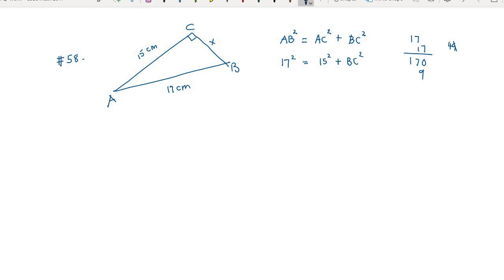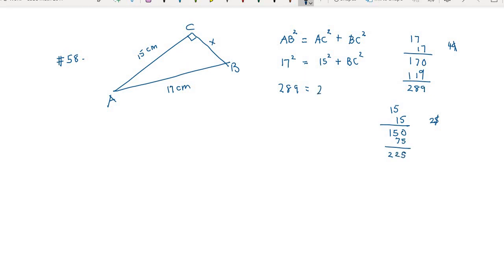7 ones are 7 and 4, 11. So 17 square is 289. That goes right here. And that will equal 15 square. Let's work out 15 square. 15 square is 15 by 15. 1 5 is 5. 1 ones are 1. 5 5s are 25. 5 ones are 5 and 2 is 7. So this will give us 225.